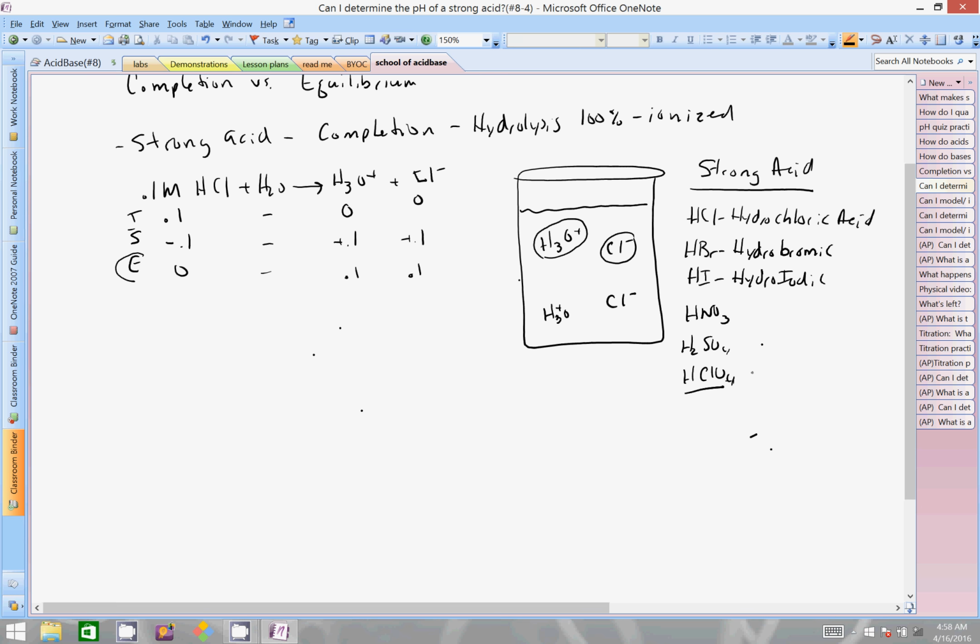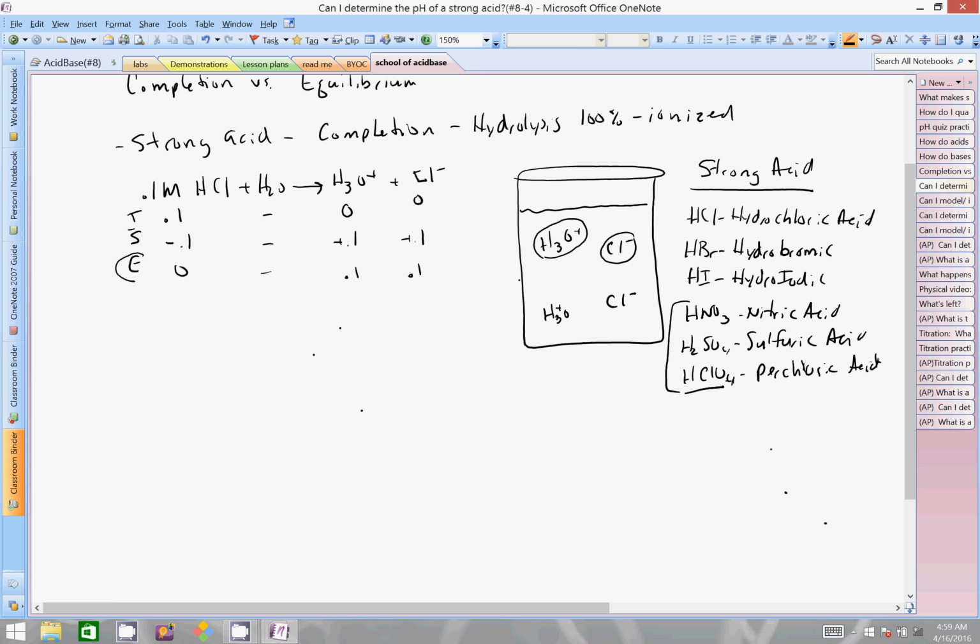It's also a strong oxidizer, which makes it very dangerous, so you don't find it around as much. HNO3 is nitric acid. All of these, honestly, are strong oxidizers. Because they have oxygen, they can give it away and cause things to burn. H2SO4 is sulfuric acid, and HClO4 is perchloric acid.